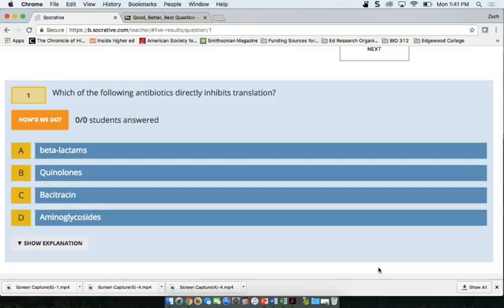So here's the first one. Which of these antibiotics directly inhibits translation? Is it the beta-lactams, the quinolones, the bacitracin, or the aminoglycosides? And feel free to use the sheets that you've got with you. This is kind of a way to check if you have those answers correct or not.